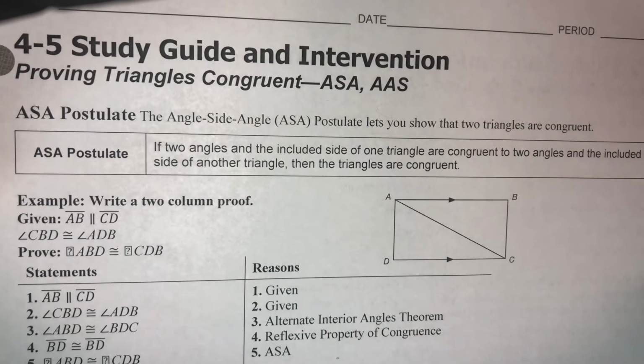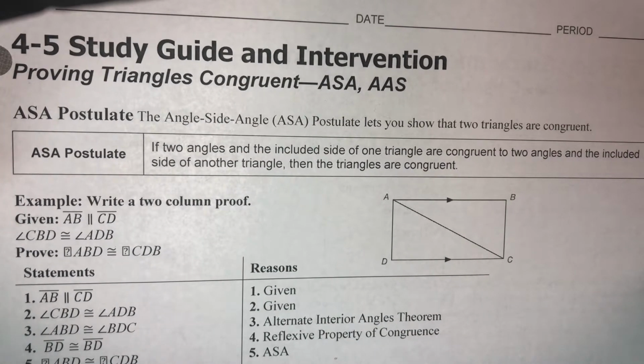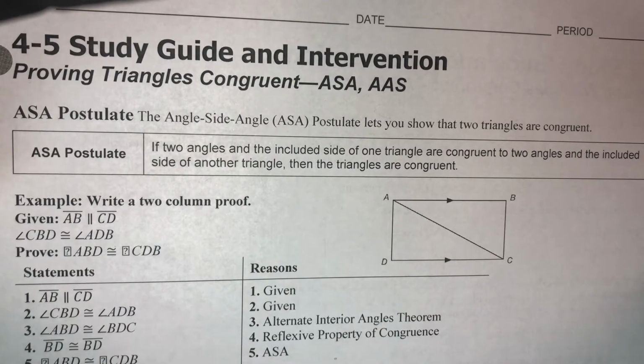Today's lesson is 4-5 on proving triangles congruent. It's going to be quite similar to the last one we did, but this time we have two new shortcuts that we can use to prove triangles are congruent to each other.